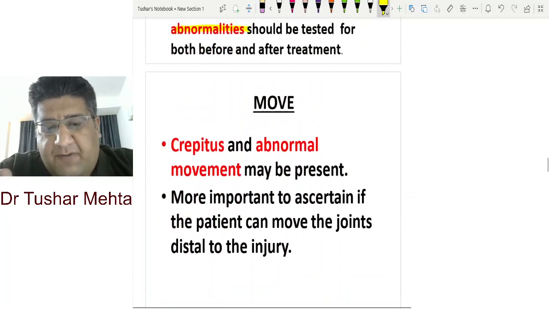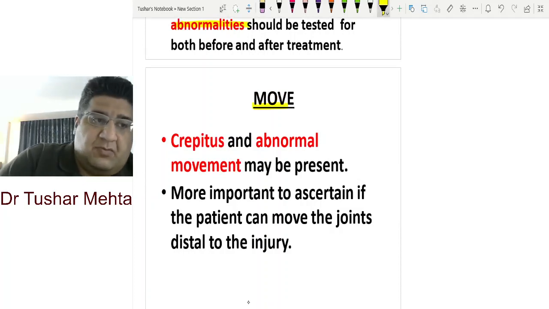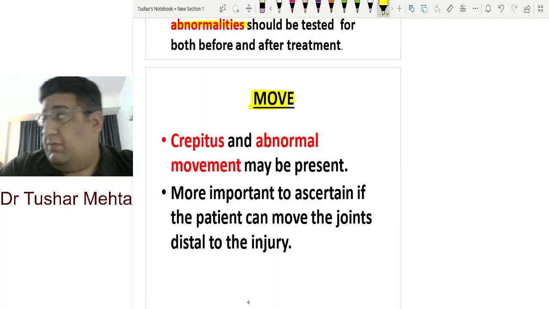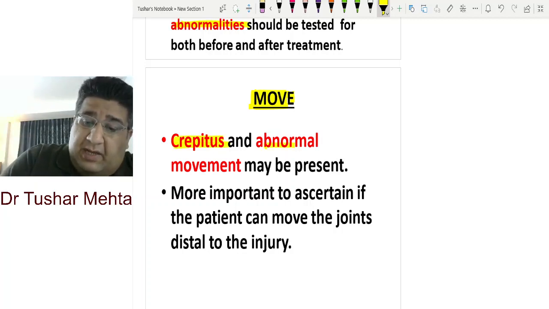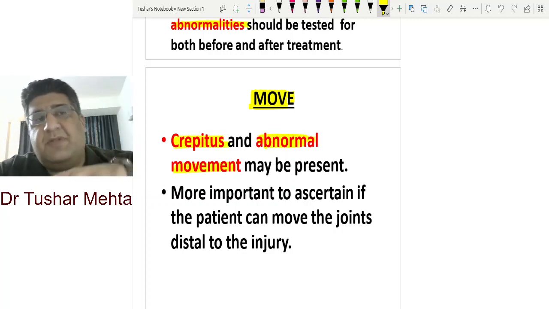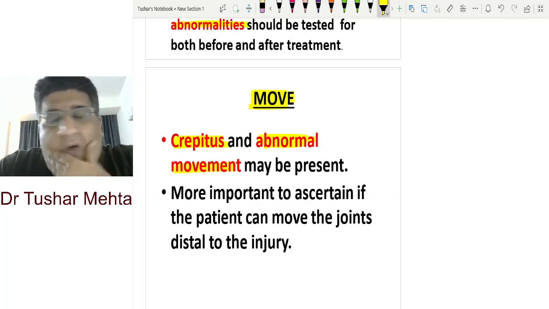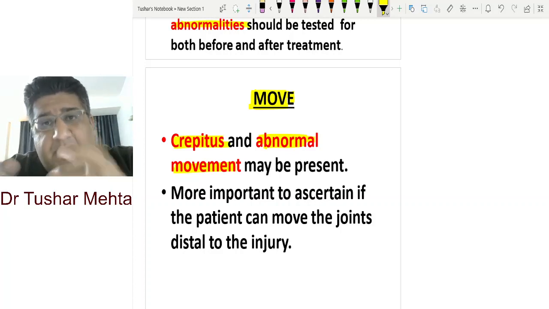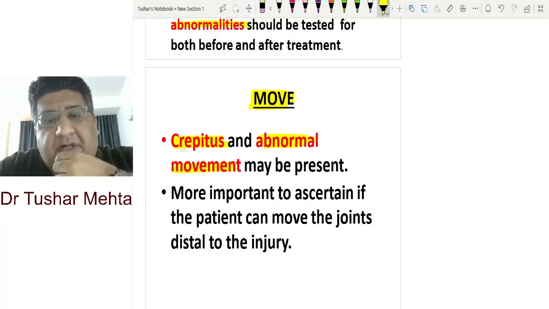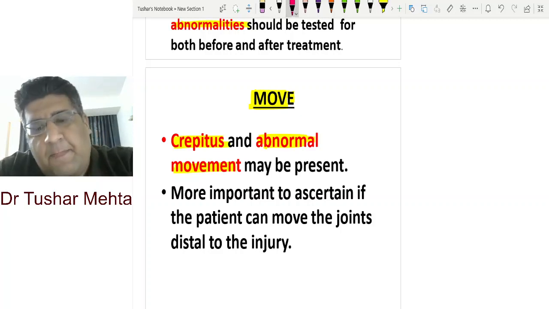Very important. After look, after feel, the next thing is move. Now when I talk about move, it is the crepitus, you will see that. Abnormal mobility, you will see that. Now this is something which has to be done with extreme caution. You're not going to do this in every patient that you examine. You have to be very careful, because your movement might hamper the adjacent neurovascular structures as well.